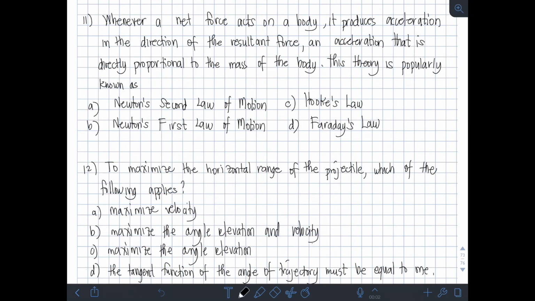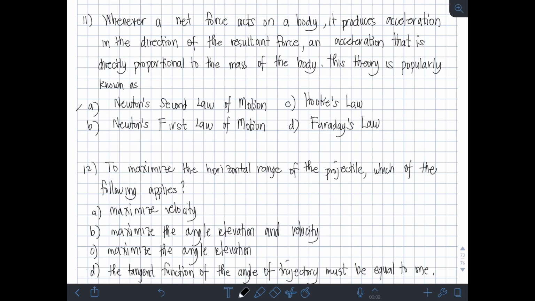Okay? Next, let's have some objective types of questions. 11. Whenever a net force acts on a body, it produces acceleration in the direction of the resultant force, an acceleration that is directly proportional to the mass of the body. This theory is popularly known as A. Newton's second law of motion, B. Newton's first law of motion, C. Hooke's law, D. Faraday's law. The correct answer is letter A. Newton's second law of motion.